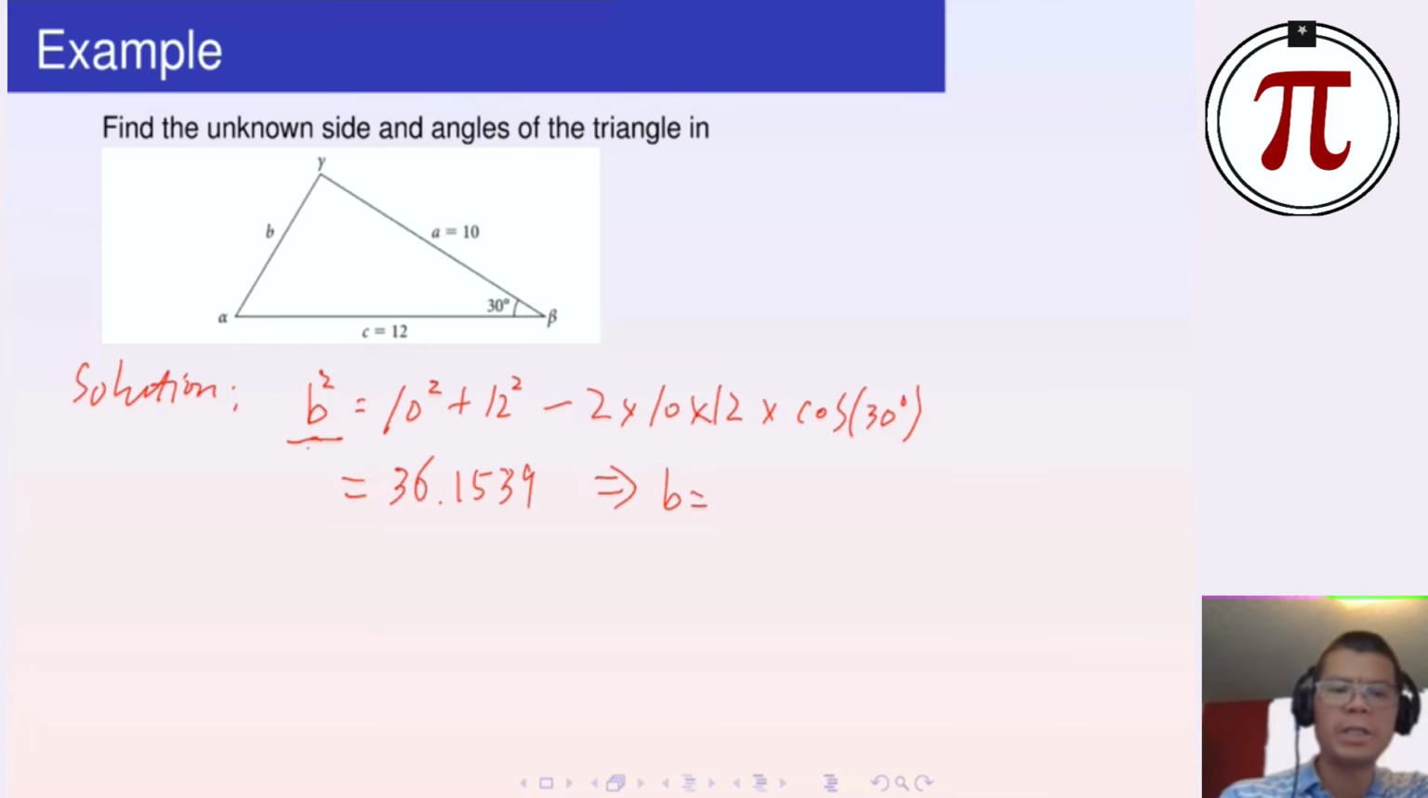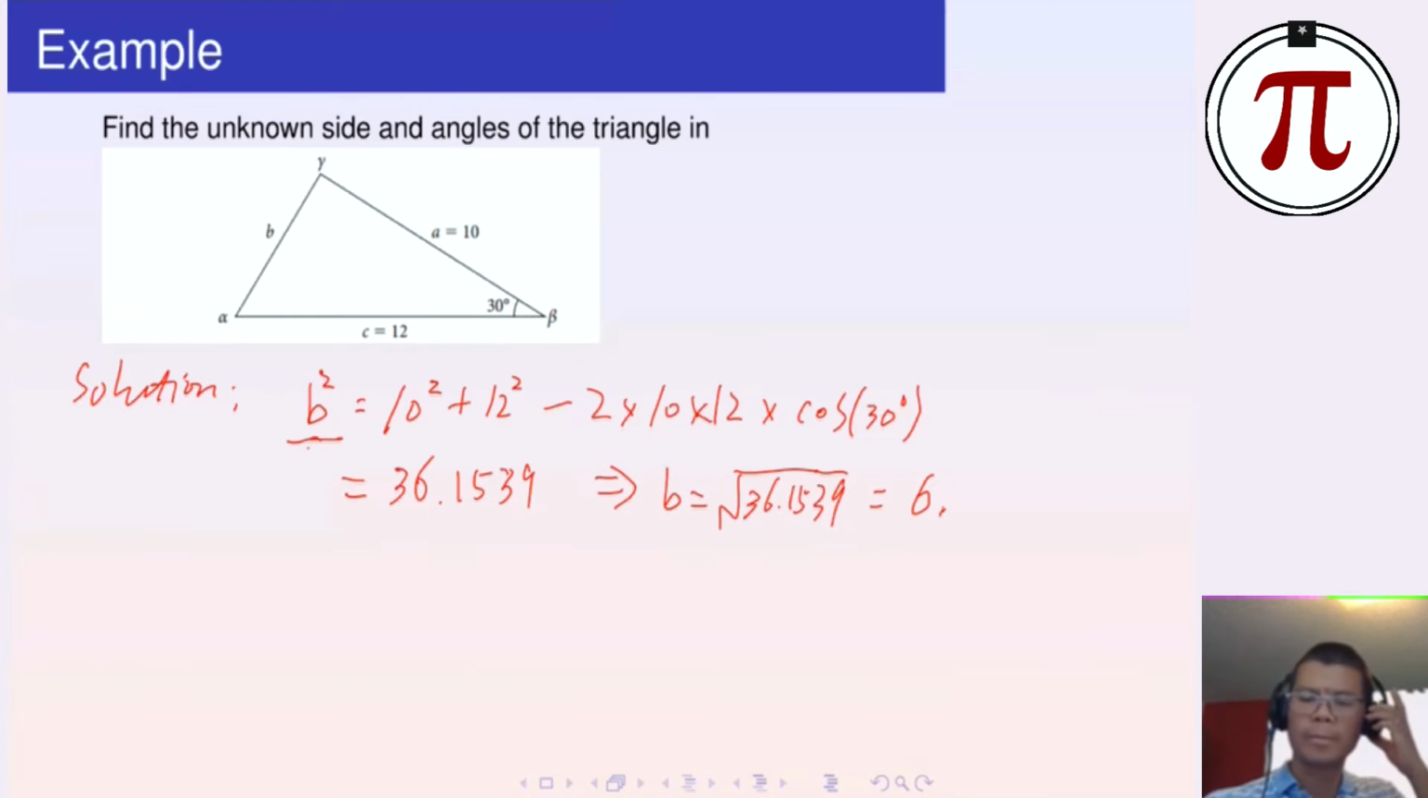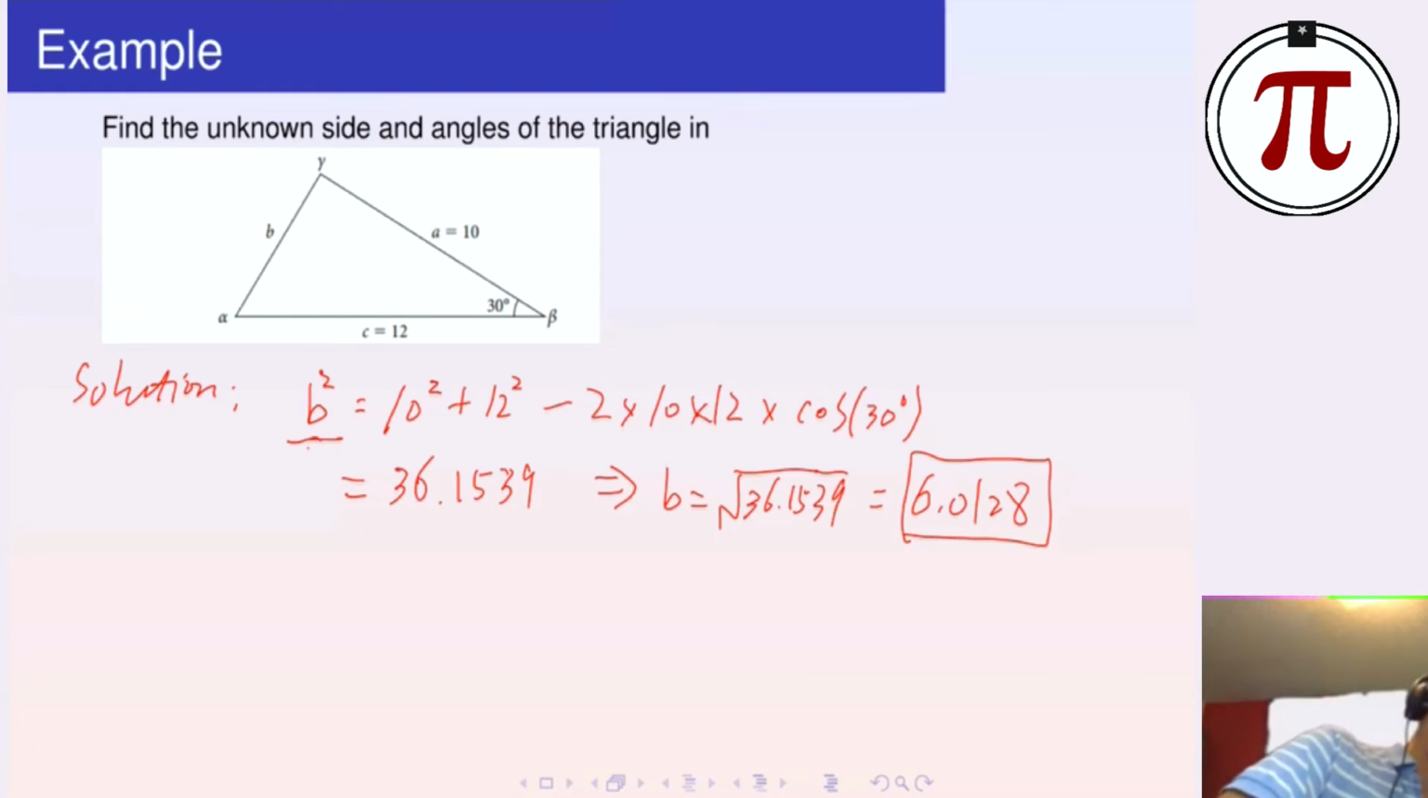Then this implies b equals, well, b is positive, so it's going to be the square root of 36.1539. So what do you get for this? 6.0128. Okay, so that is the value for b.